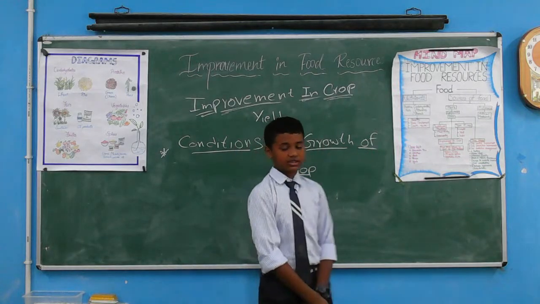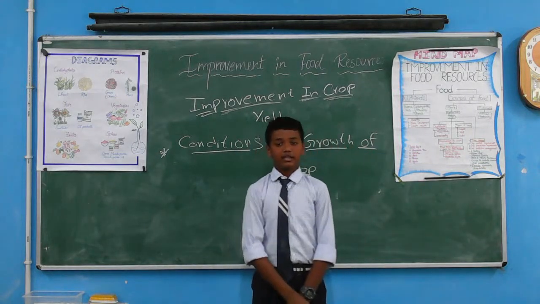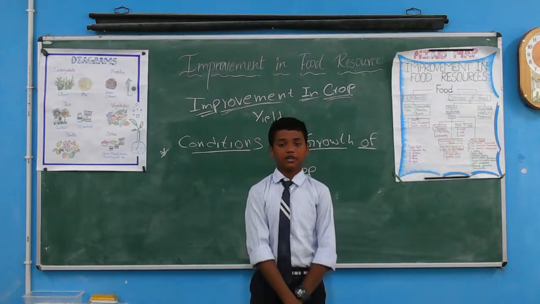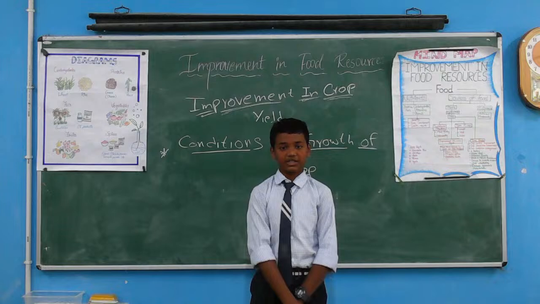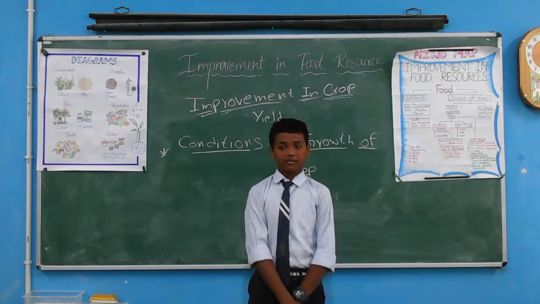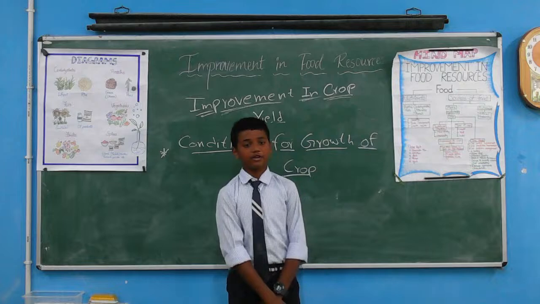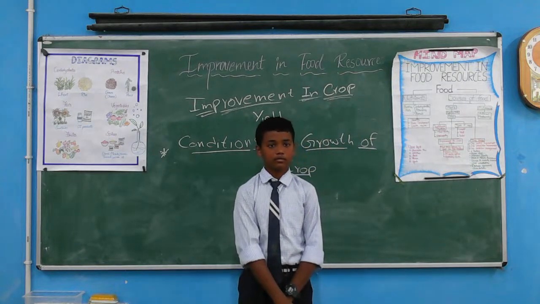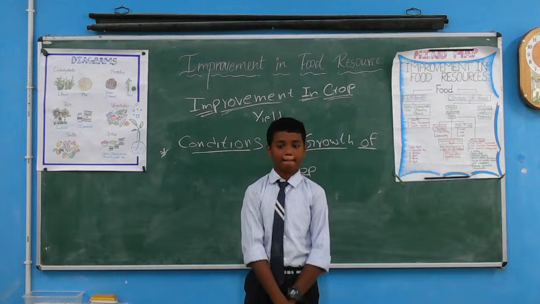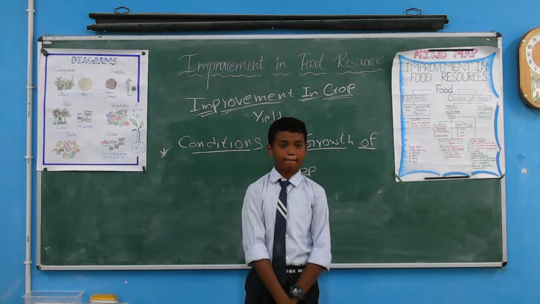And the conditions for the growth of crops. Different types of crops need different types of climatic conditions, different types of temperature and photoperiod. Can anyone from the girls say about the photoperiod? The period in which the plant undergoes photosynthesis is called.